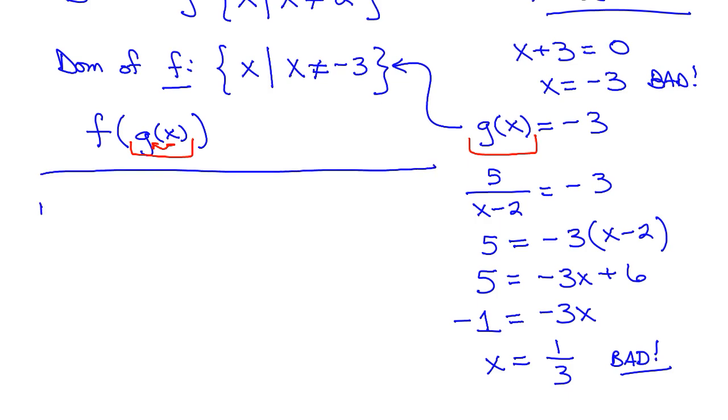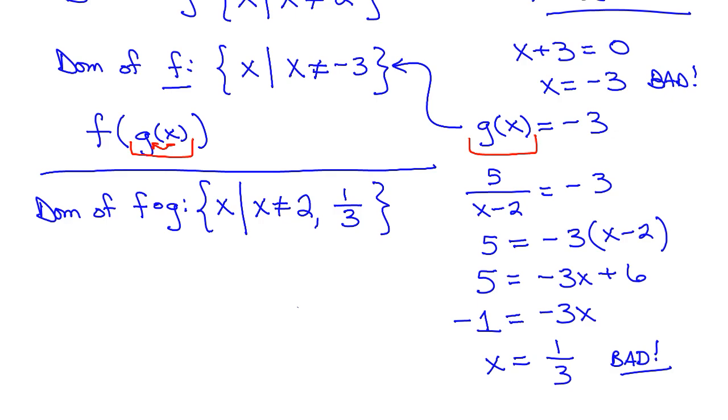So the domain of the composition f composed with g is the set of x's such that x is not equal to the 2 from the original calculation of g, and not negative 3, but 1/3. So the domain of f composed with g is the set of x's such that x is not equal to 2, and x is not equal to 1/3, because when you plug 1/3 into g, you get negative 3, which is then bad for the f function.